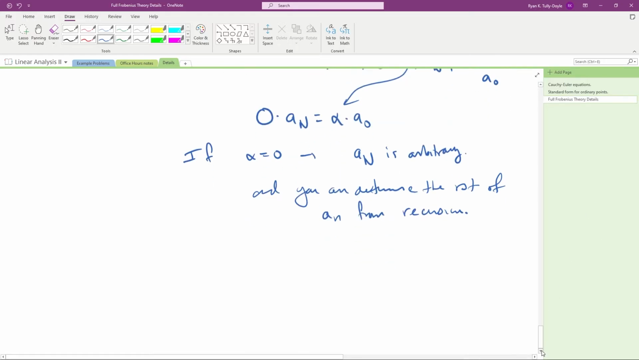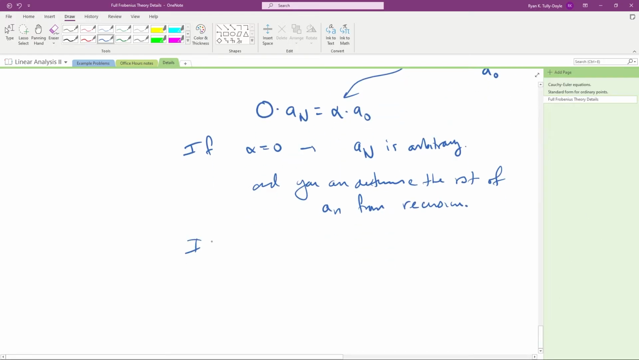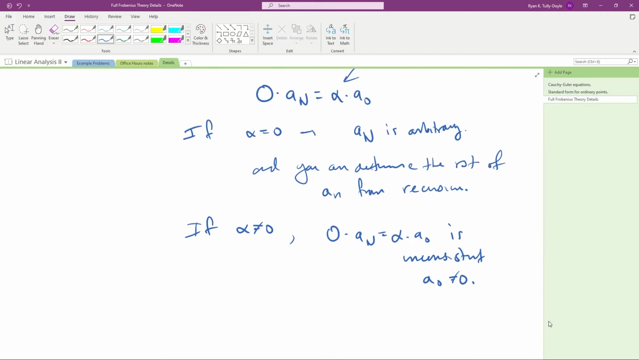So what that means is that if alpha is not equal to 0, then 0 times a_N is equal to alpha times a naught is inconsistent, because a naught is not 0. By assumption, we assume that a naught is not 0. So in that case, we actually have to use a different technique.